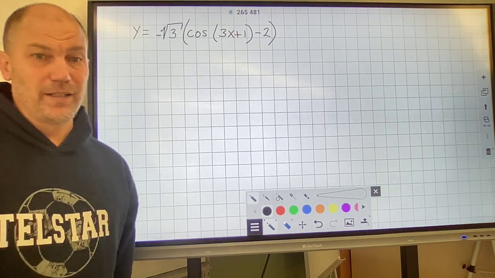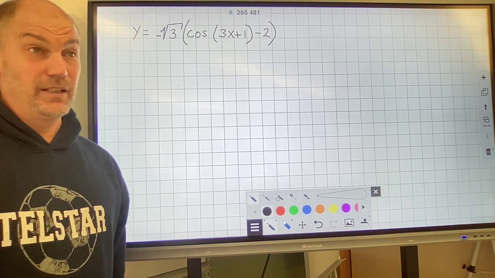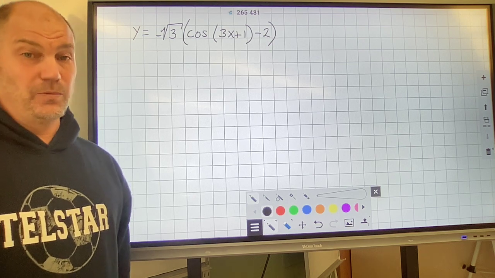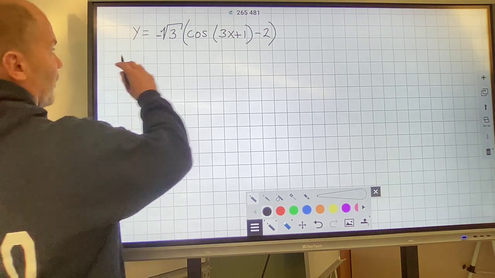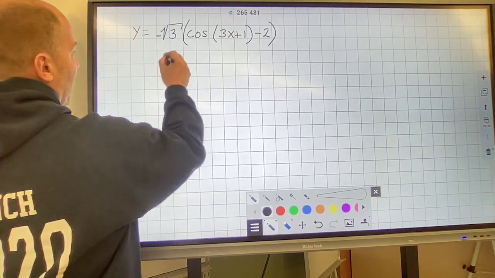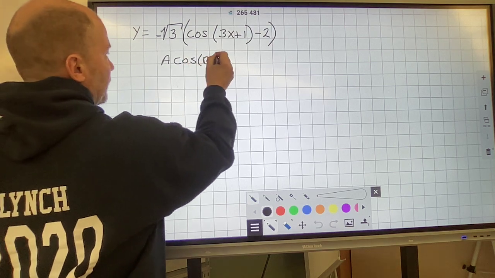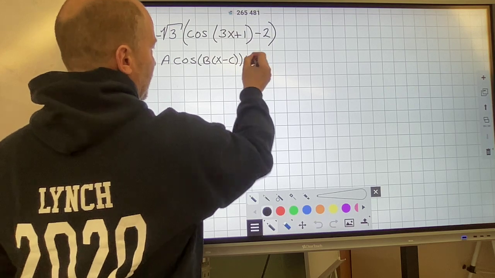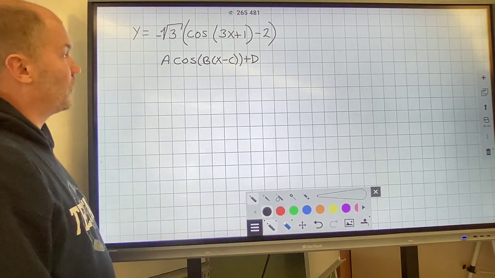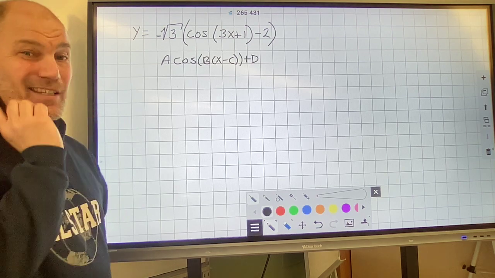I'm going to do one more, and this is probably the hardest one that you'll ever see. I will not ask you to do one this hard. But what we are trying to do is look at this, and we are always trying to get it to go back into this form. We're always trying to get it to go into this form. So what we need to do is rearrange some stuff to make this all line up.